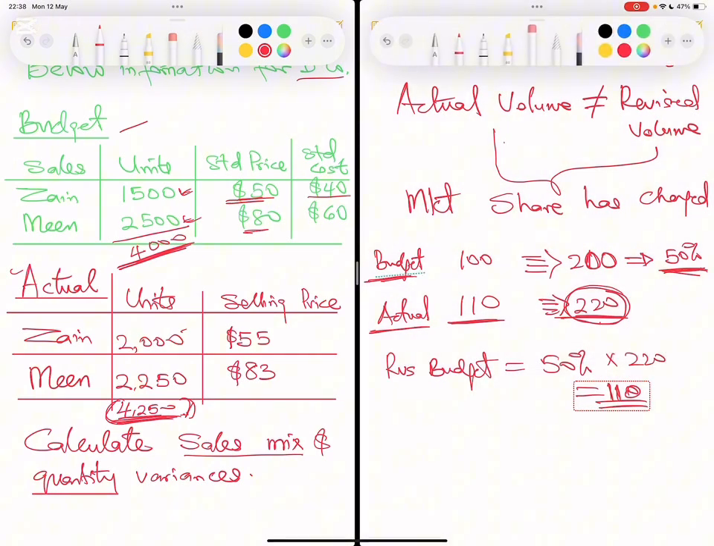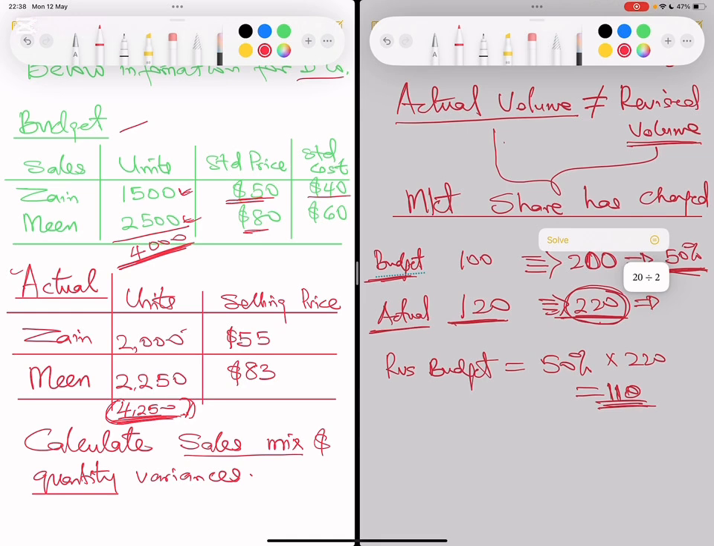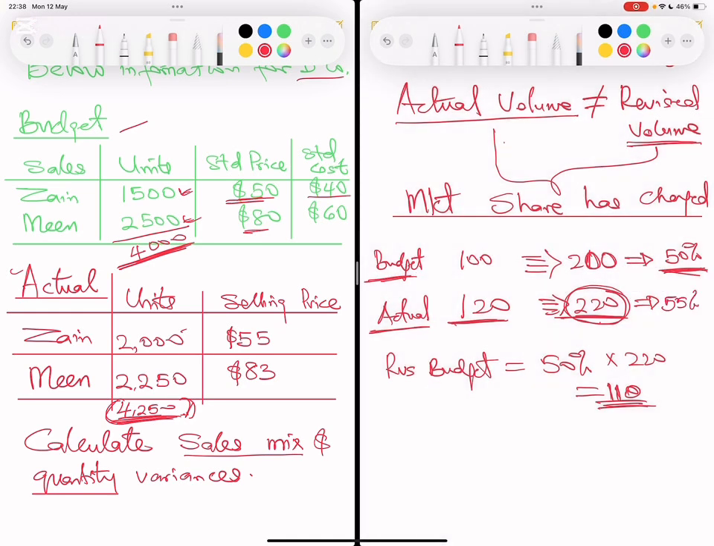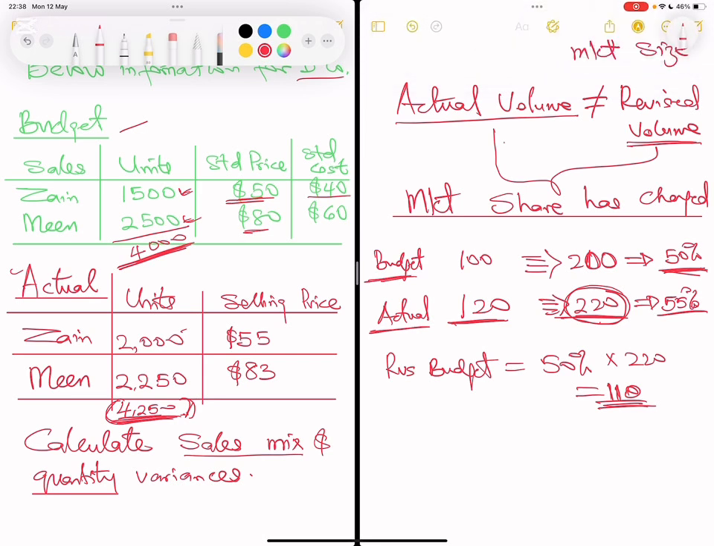But what I'm saying is that if this actual is any figure different from 110, take for instance, let's say it's 120. It means the actual volume of 120 is no more equal to the revised volume of 110, and that is an indication that the market share has changed. You will see that the market share has changed to 120 divided by 220, and that gives us 55%. So you can see the market share has increased to 55%. That's what we are saying, and that is what we'll be learning as we move on.